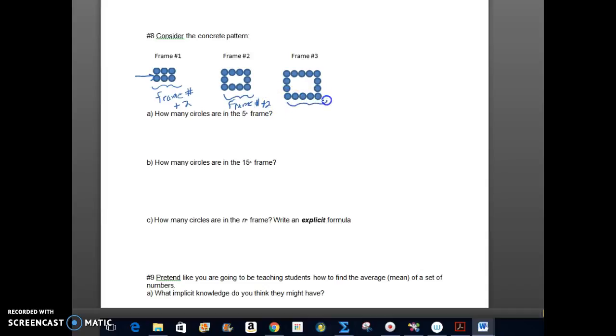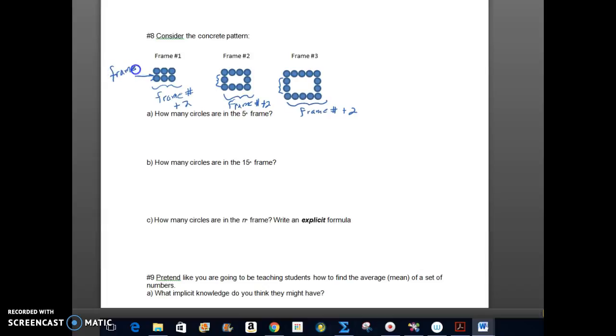Same guy here. Frame number is 3 plus 2. All right. I've got 1, and the frame number is 2. And then I've got 2, and the frame number is 3. This one had none, and the frame number was 1. All right, I get it.